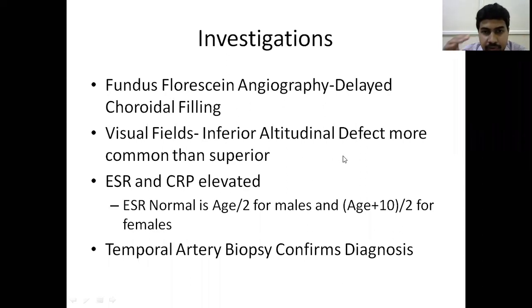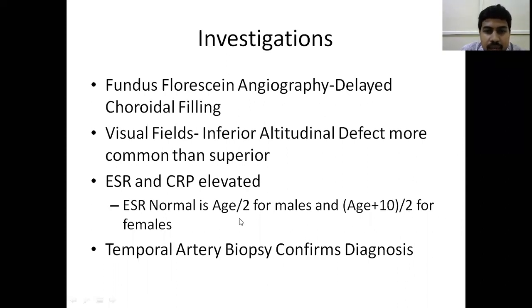So inferior visual field defect is more. ESR and CRP are elevated. ESR, erythrocyte sedimentation rate, and CRP, C-reactive protein, both are elevated in case of inflammations. The normal ESR is age divided by 2 for males, and age plus 10 divided by 2 for females.